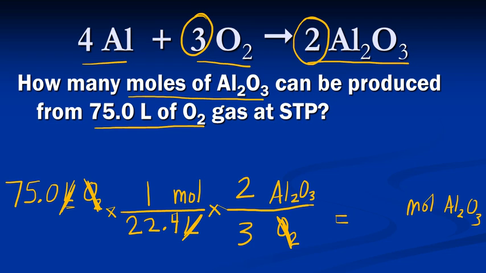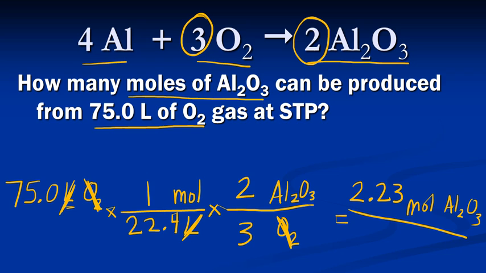So all I have to do now is multiply and divide. So in my calculator, I take 75.0 times 2 divided by 22.4 divided by 3, and the answer I get is about 2.23. So the answer is 2.23 moles of aluminum oxide.